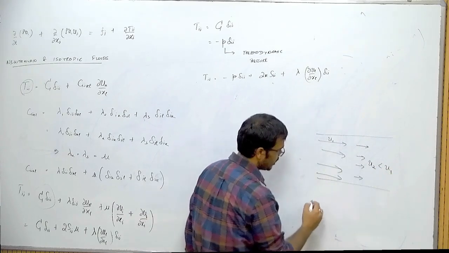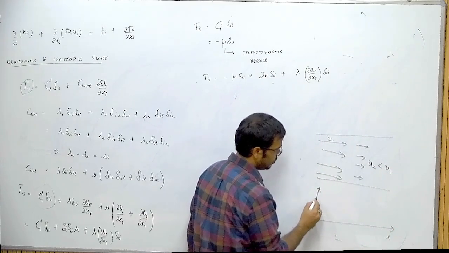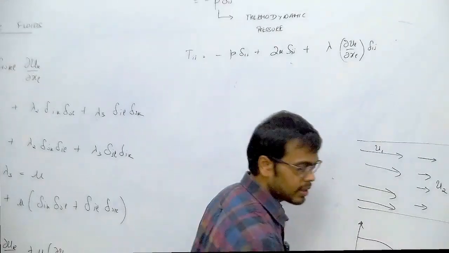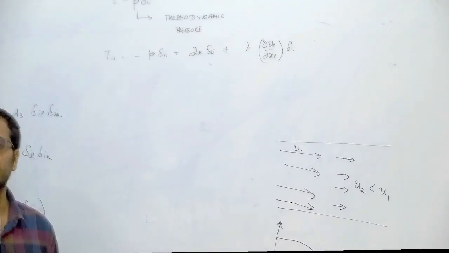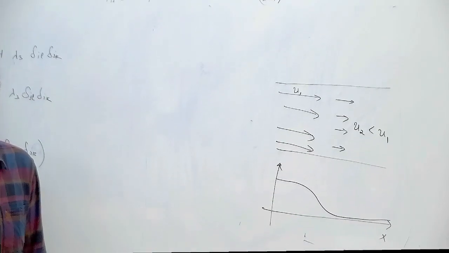Okay, so if you look at the graph of fluid velocity versus x, it's something like this. Let us say this is a scenario. How that may occur is not of our business at the moment. Let us say this is happening.